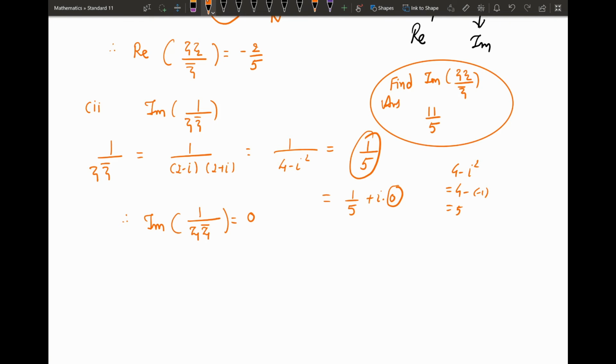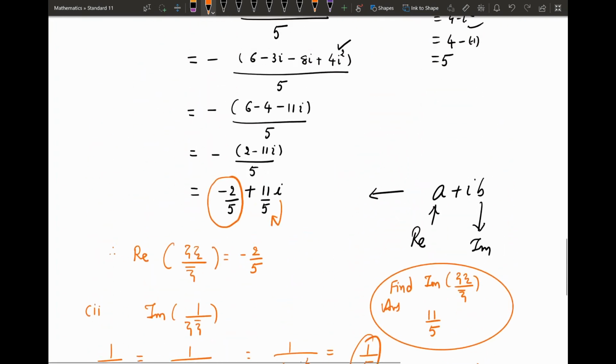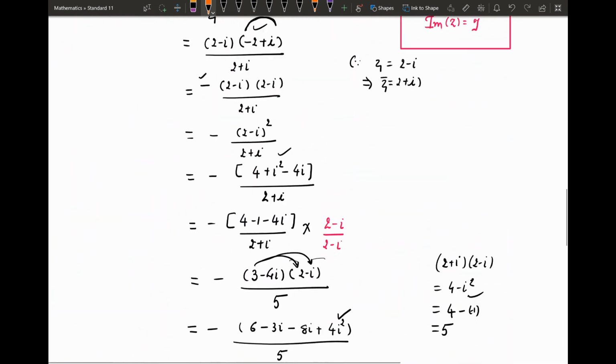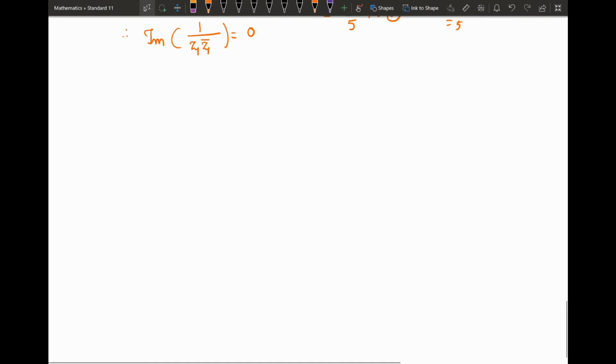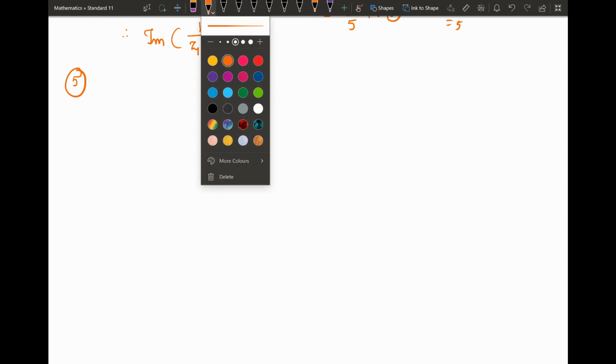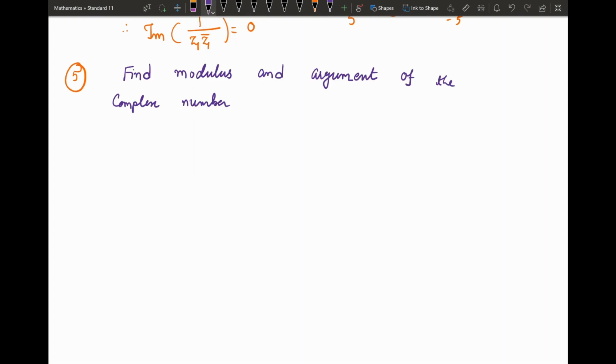Now the next question, the fifth problem. Find the modulus and argument of the complex number 1 plus 2i upon 1 minus 3i. Solution.